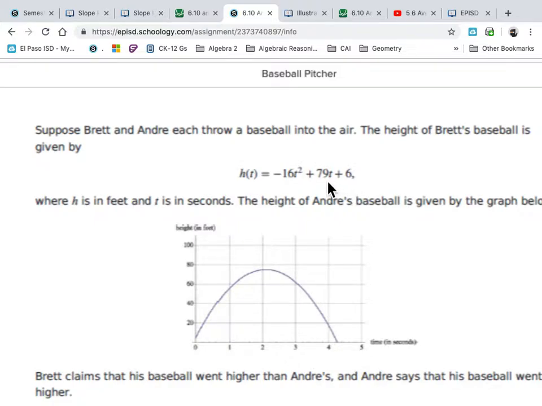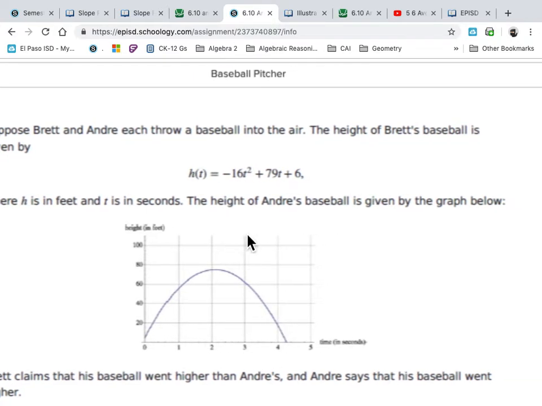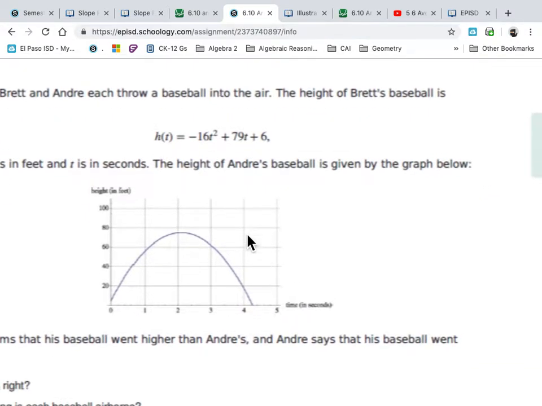79 is the initial velocity. 6 is how many feet off the ground he threw the baseball. Negative 16 is half the acceleration on this planet, which is 32 feet per second squared, down to the ground. Where h is the height in feet and t is the seconds. The height of Andre's baseball is given by the graph below.